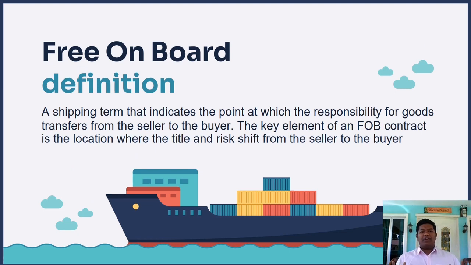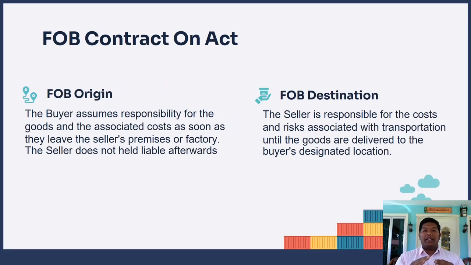So basically, what is the free on board definition? A shipping term that indicates the point at which the responsibility for goods transfers from the seller to the buyer. So the key element of FOB contract is the location where the title and risk shift from the seller to the buyer. Alright, let's take an in-depth look at what an FOB contract is when it is in action.